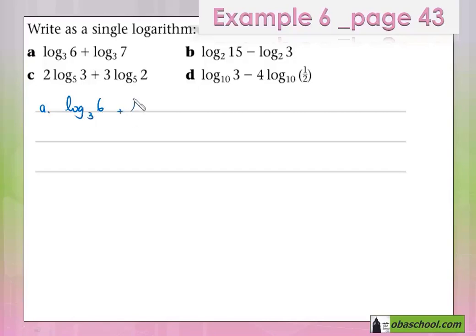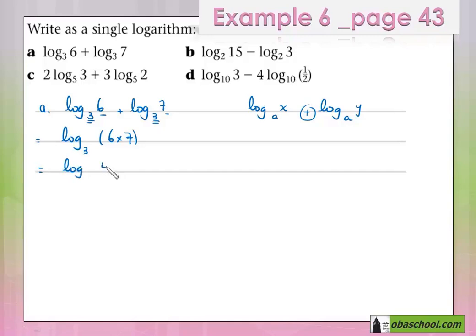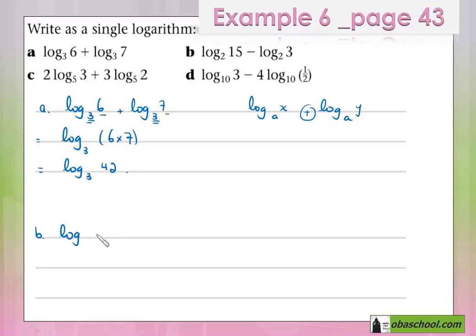First one, log 6 to the base 3 plus log 7 to the base 3. Notice, same base equal to 3. This basically looks like log x to the base a plus log y to the base a. And so this means that this would be equal to log 6 times 7 to the same base 3, and that would be log 42 to the base 3. And so in such case, this looks like log xy to the base a. You just multiply x and y.